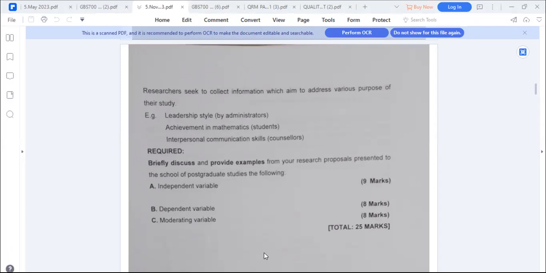I don't know whether you need me to explain this example that I've given, but you need to explain how it is a dependent variable or an independent variable or moderating variable, and in what context. For this one, I can explain if you want me to show a template on how the explanation must be done. I'm just saving time so that we cover as many questions as possible.